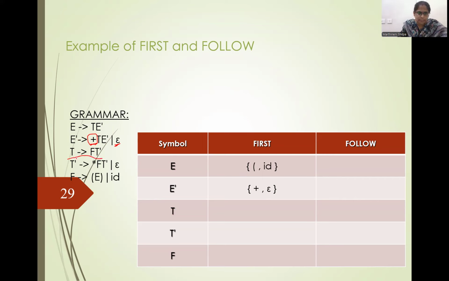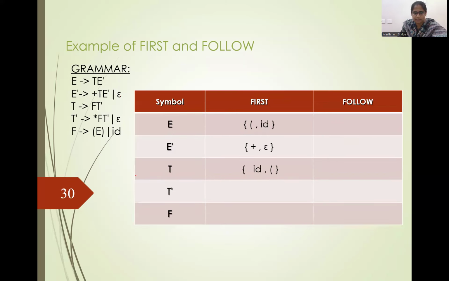Consider this production, T derives F T dash. In this, F is going to be replaced by either this or this. If I replace F with this production rule, then the opening bracket will be the first of that set of input strings generated. If I replace F with ID, then ID will be the first terminal generated by this non-terminal. Okay, now first of T contains ID and opening parenthesis.